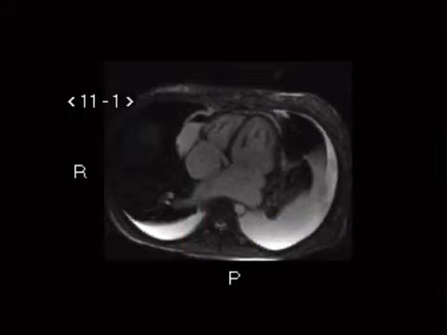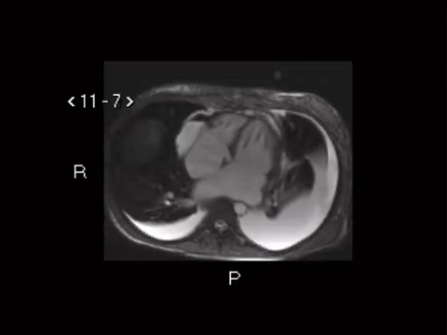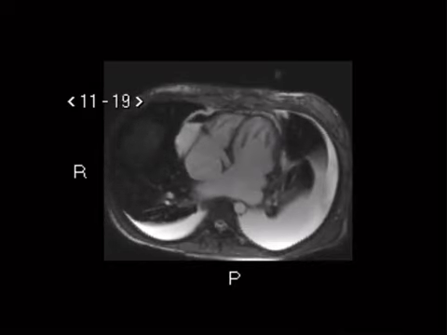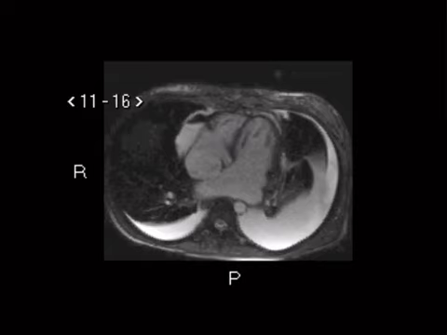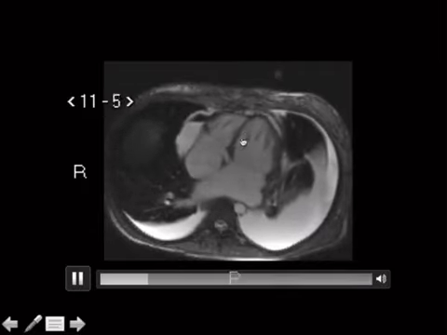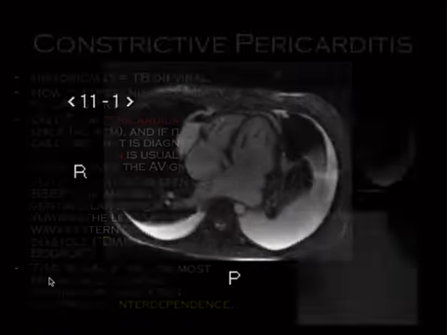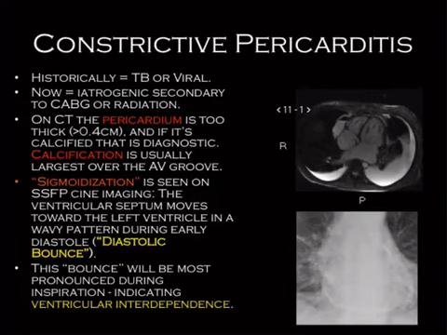Okay, so this is an entity that is classically shown with a cine because it would be super difficult to show this with a still image. And what I'm attempting to show here is you'll notice that the ventricular septum is going to bounce. All right, so watch it bounce here. See that? Bounce, bounce, bounce, bounce. Okay, so that's a very classic look. And this is constrictive pericarditis.